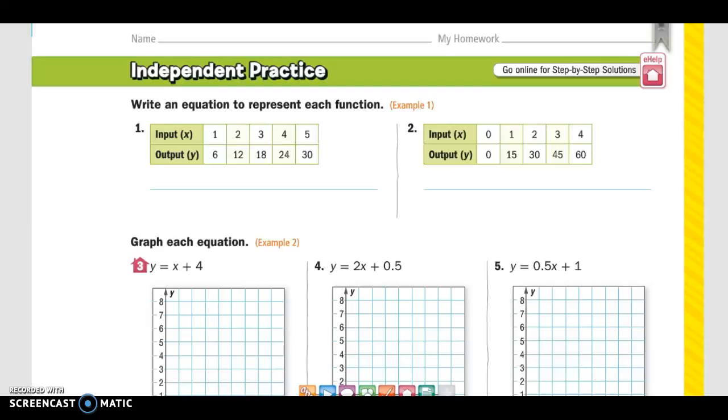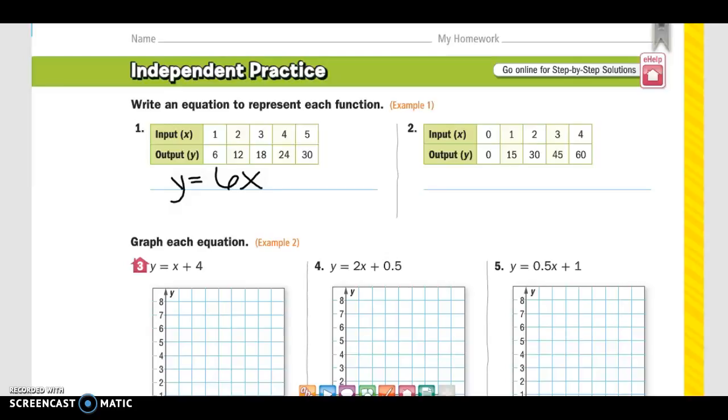Okay, these first ones, we have tables, so all we're writing is the equation. How do I get from the top to bottom? How do I get from 1 to 6, 2 to 12, 3 to 18, 4 to 24, 5 to 30? We're going to be multiplying by 6 because 1 times 6 is 6, 2 times 6 is 12, 3 times 6 is 18, and so on. So y equals 6x.